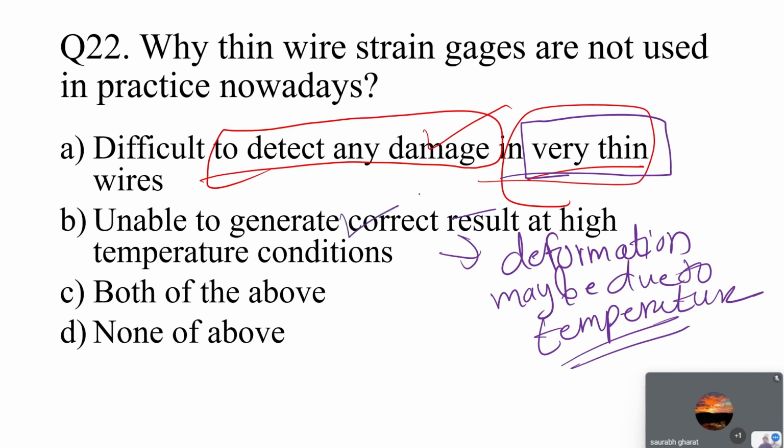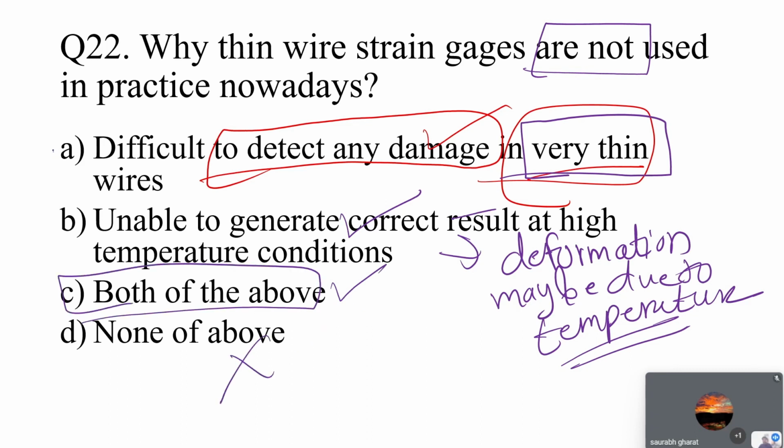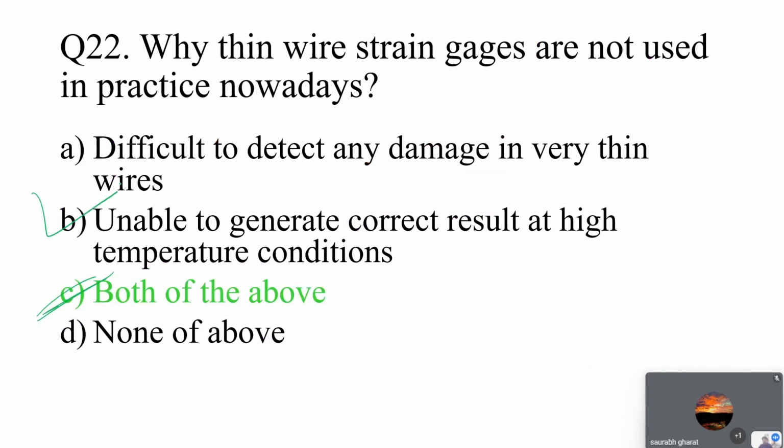This is again correct. Why they are not used is what we are answering. This is also correct. So what we have as options are both of these correct and none of the above. This one was wrong because both of these are correct. So both correct is your correct option.